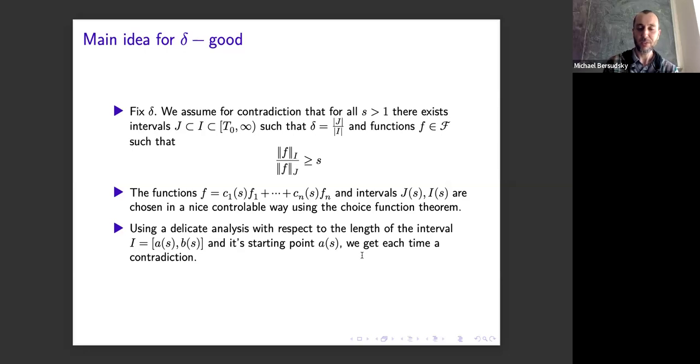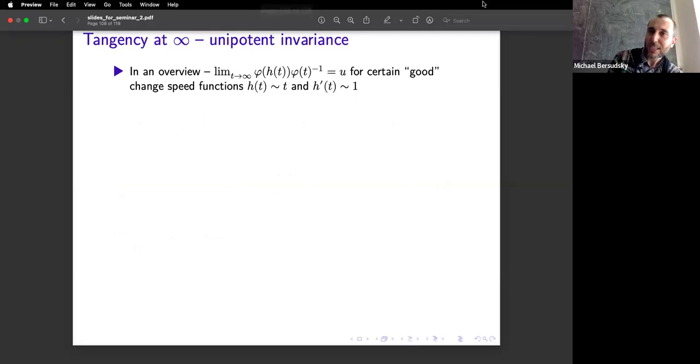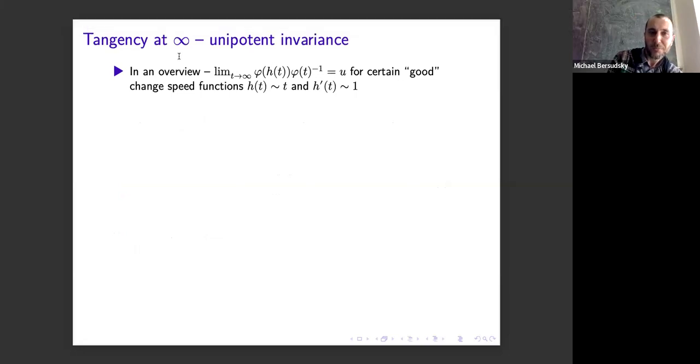Yeah. So that was the idea for the C alpha good property. And now I'll move on to the last part, tangency at infinity, and how to get unipotent invariance. So why am I calling this tangency to infinity?